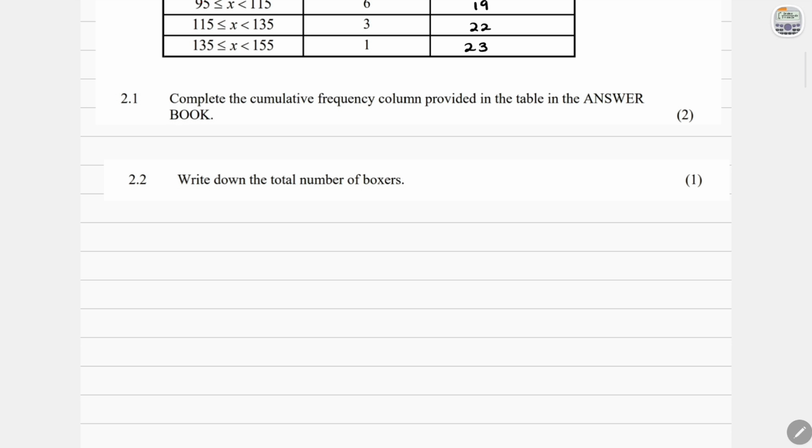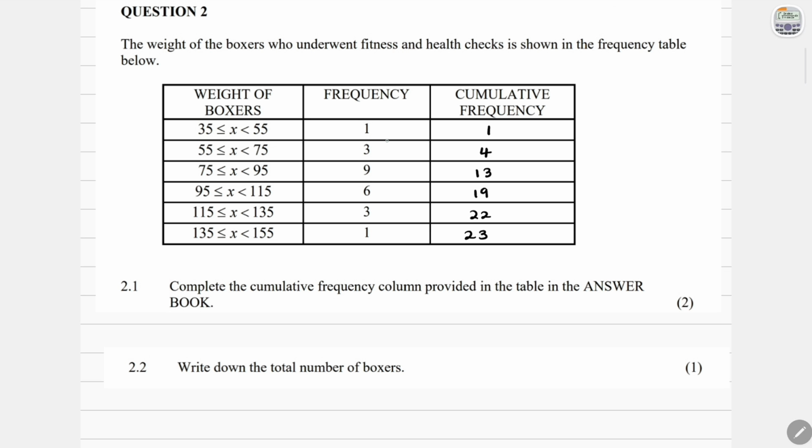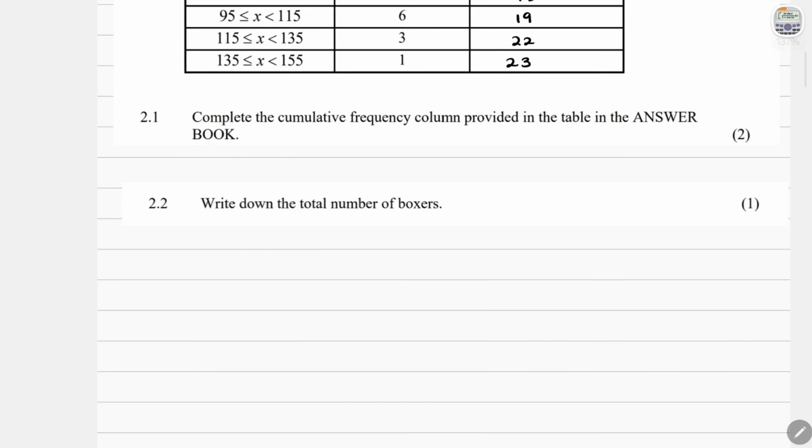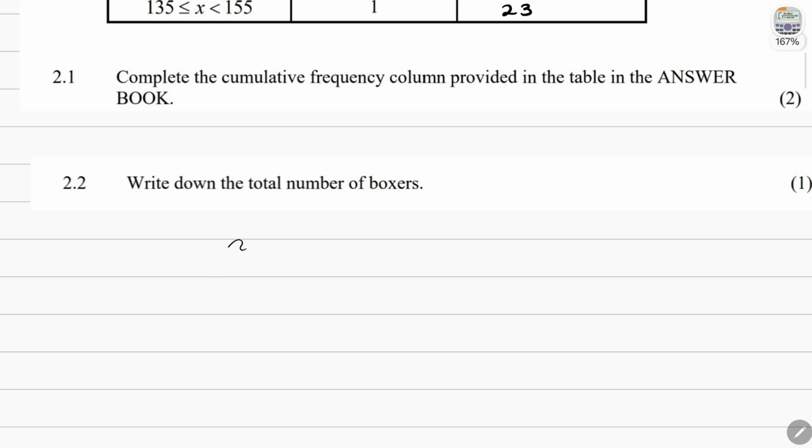Question 2.2 says, write down the total number of boxers. So we see that these are the boxers that we have. You see how we kept adding all these numbers? And so we really just added everything here. And so that adds up to a total of 23. So it means that there are exactly 23 boxers. And that is our answer.